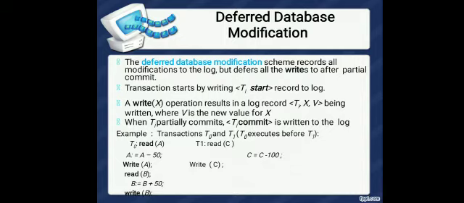Initially A has a value of 1000. Now perform the operation. A equals A minus 50, which means now the A value is 950. Then write of A, the 950 is stored in temporary storage. Then read of B, B equals B plus 50. Write of B: B has a value of 2000, so 2000 plus 50 is 2050. So the write of B has a value of 2050. In the read of C, C has a value of 700, so C equals C minus 100. Now the C value is 600.